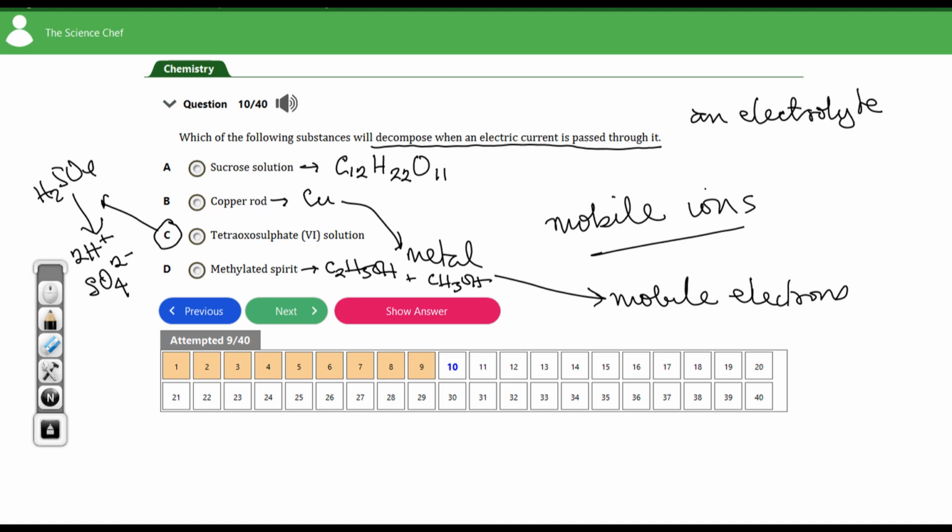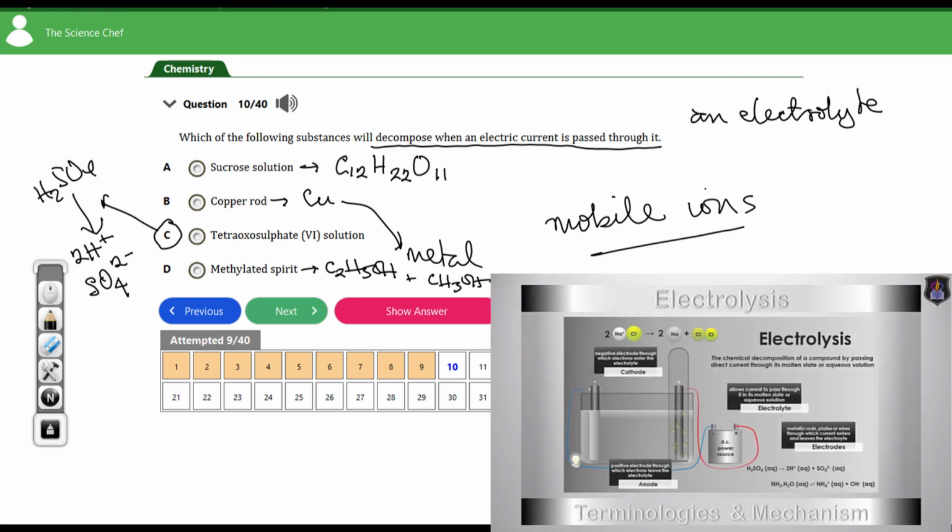So the correct answer to this question is C, tetraoxosulfate VI acid. This tells us that all acids are electrolytes, right? We have strong acids and weak acids. Strong acids are strong electrolytes, while weak acids are weak electrolytes. Likewise, strong alkalis or strong bases and weak bases, or weak alkalis. Strong alkalis are also strong electrolytes, while weak alkalis are weak electrolytes.